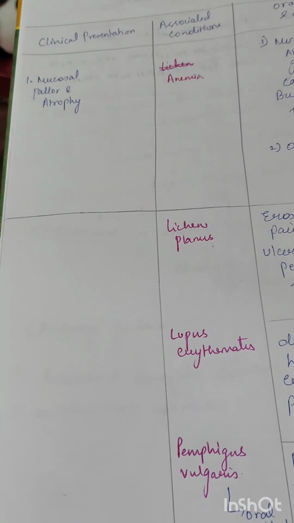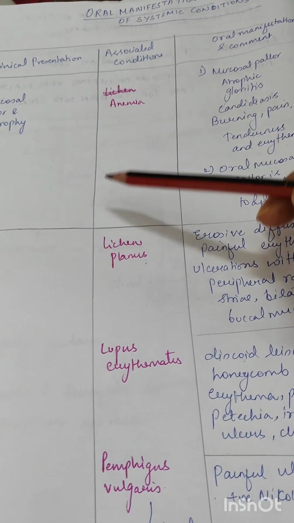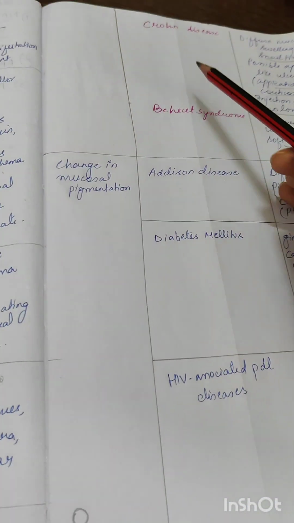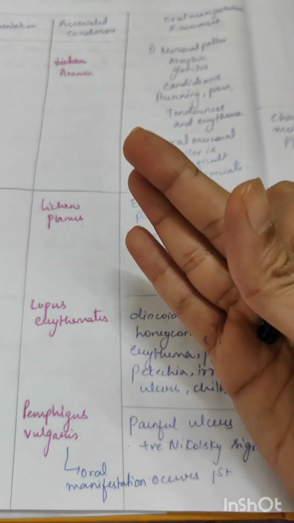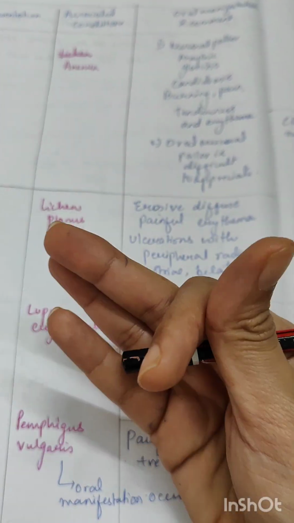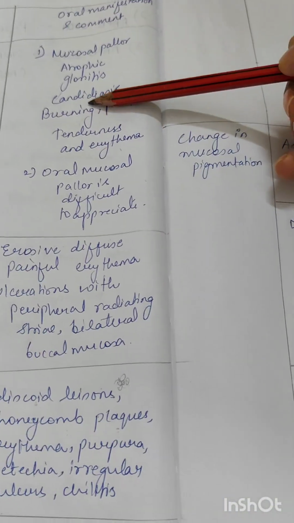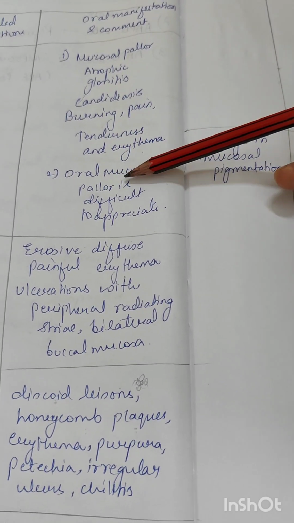Again, I am going to repeat. The first oral manifestation which we saw was the mucosal pallor and atrophy. It can be seen in anemia, lichen planus, lupus erythematosus, pemphigus vulgaris, Crohn's disease, and Behcet syndrome. In anemia, mucosal pallor will be there, atrophic glossitis, candidiasis, burning, pain, tenderness, and erythema. Oral mucosal pallor is difficult to appreciate.